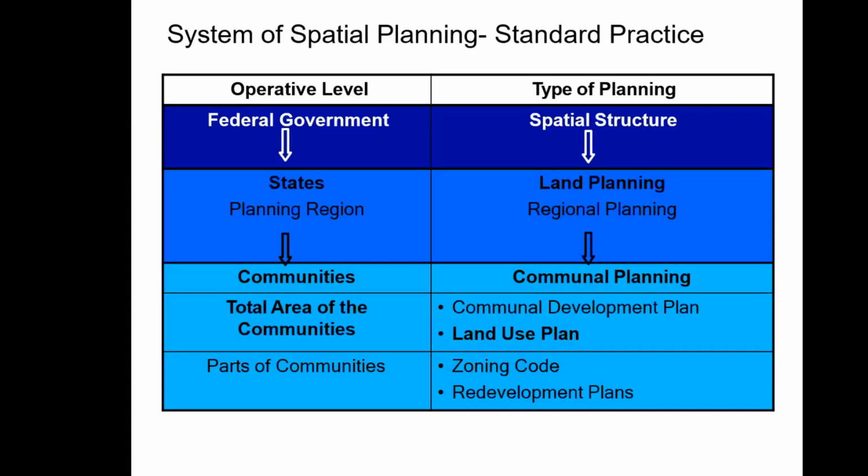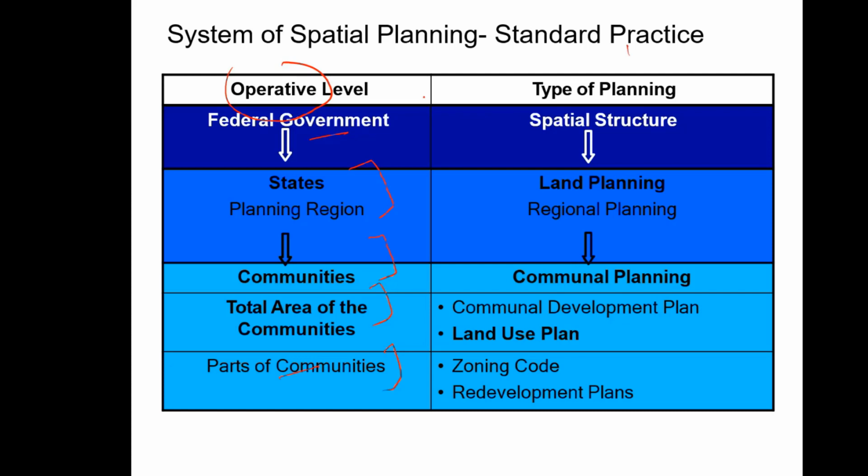We have different types of spatial planning. If we try to understand the operation level, at the top we always have the federal government. Under the federal, we have the state planning authorities, and then we have communities, the total area of those communities, and the different sects, religions, castes, and so on of all those communities.